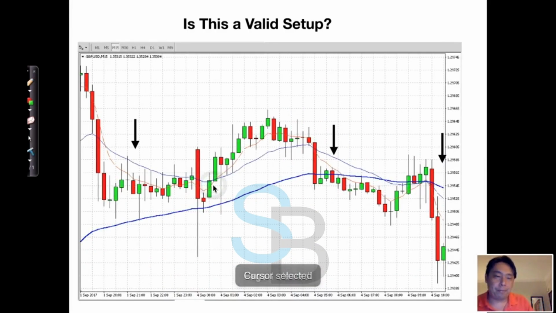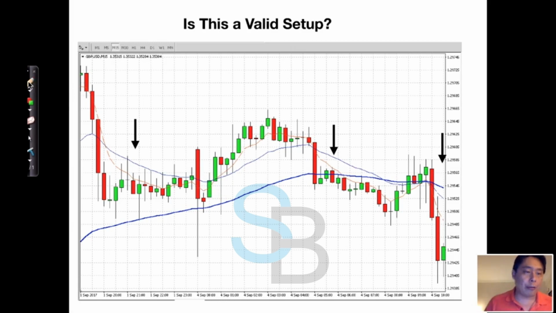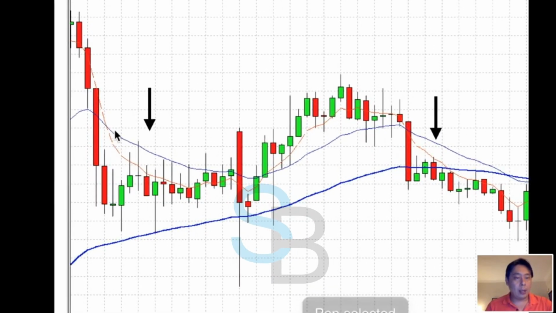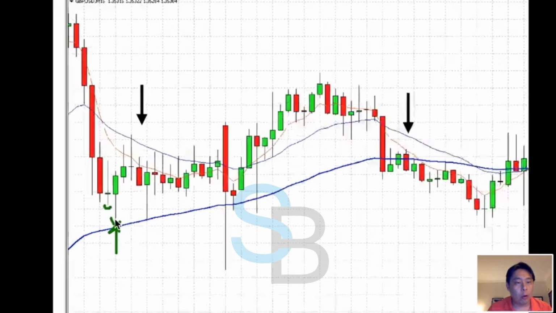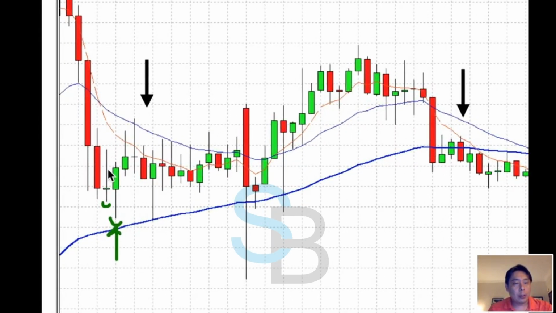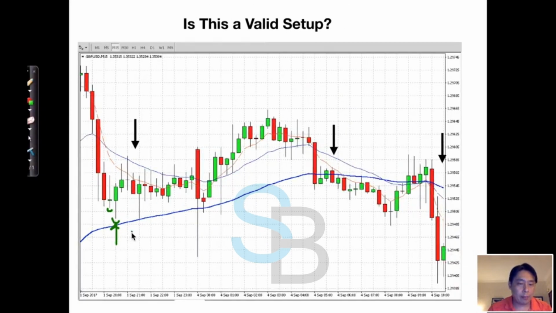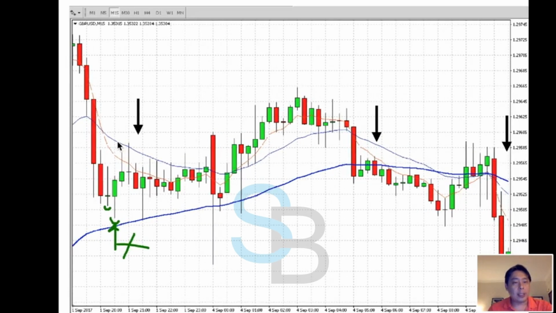How about this one? Now here are a few potential entries. Let's look at the first one. Here you can see, again, the 6 crossing below the 18. Right at the cross, or right after, we've got this candle, and then a lower candle. So is this a swing low? No, this can't be the swing low, because the swing low must come right after the cross. This was one candle later, it is not valid. Plus, the 6 and 18 are above the 50 moving average, so it's not a clear downtrend, so that's not valid.